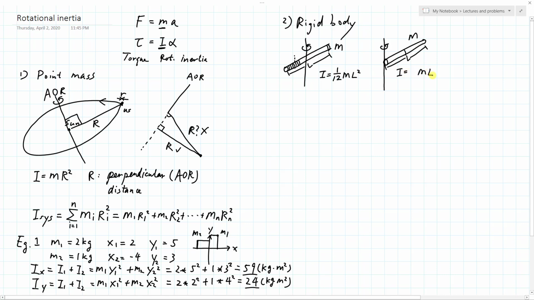Still ML squared, where L is the extent of the rod, right? Now you have 1/3. 1/3 is actually 4 times as big as 1/12 already. So the contribution of moving away from an axis of rotation is quite obvious. So this is rotating around a different axis, as you have already noticed in the previous example. Rotating around a different axis gives you a possibly different rotational inertia. Okay, so let's go on to the next.